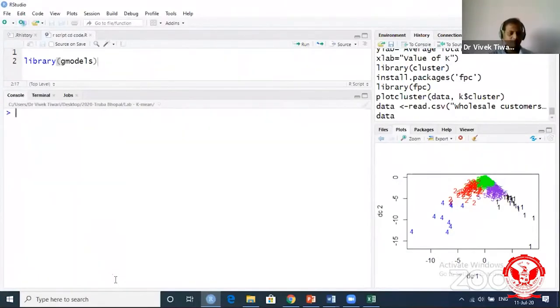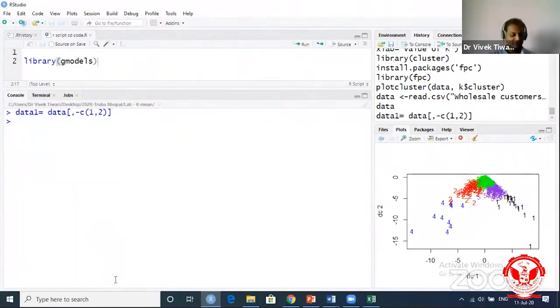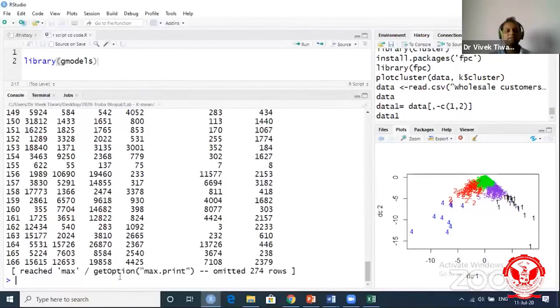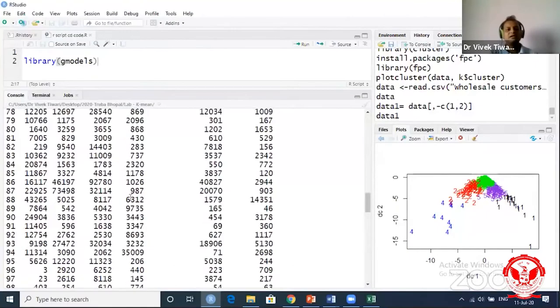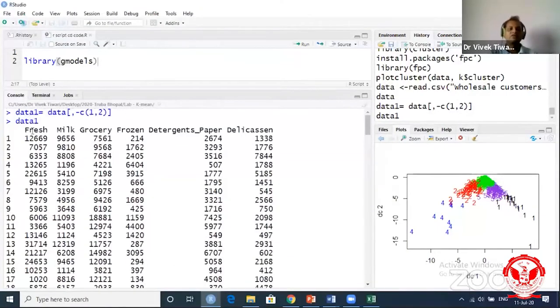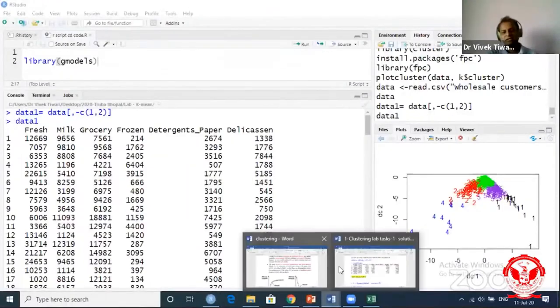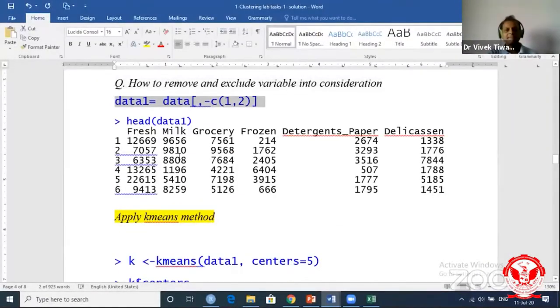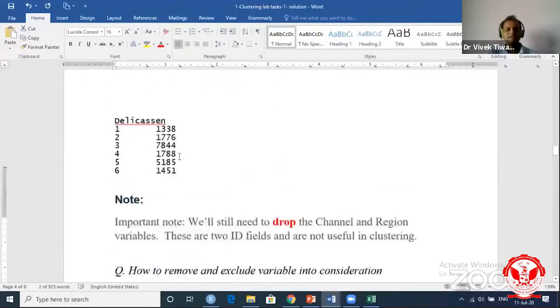It is going to drop these two columns. Now data one, you can see whether you are getting the desired results or not. You can see now fresh, milk, grocery, frozen, detergent, and other like that. The channel and what was the another column? It is removed. It is gone.